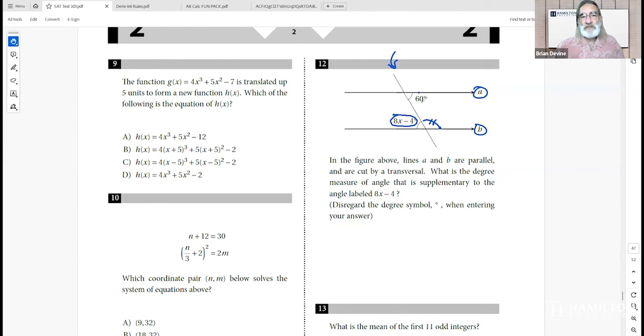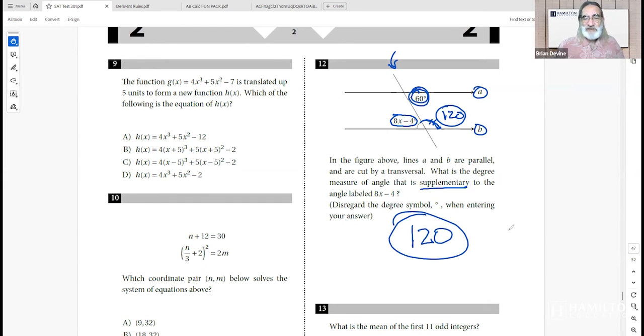Well, I already know that 8x minus 4 equals 60, so this has to be 120 because they have to add to 180. That's what supplementary means. Or I could have said, if this one's 60 and this one is supplementary to that, then these two have to add to 180 because they're same side interior angles formed by a transversal across parallel lines. But either way, my answer is still going to be 120.